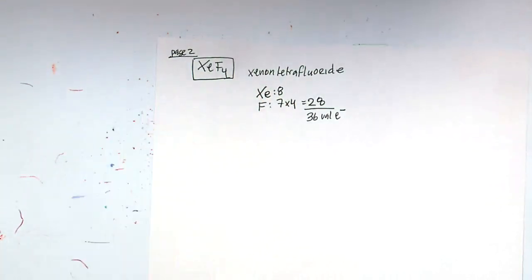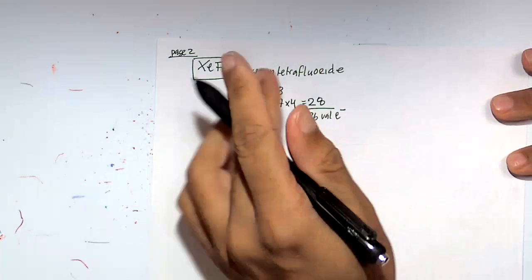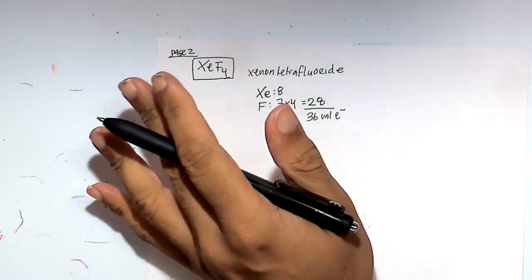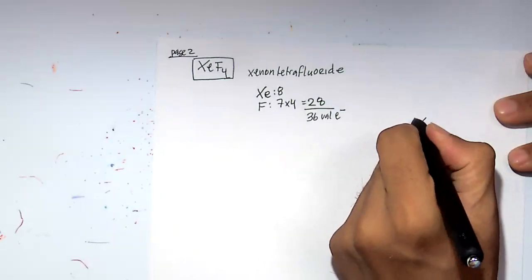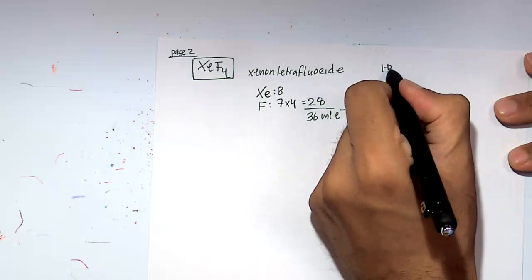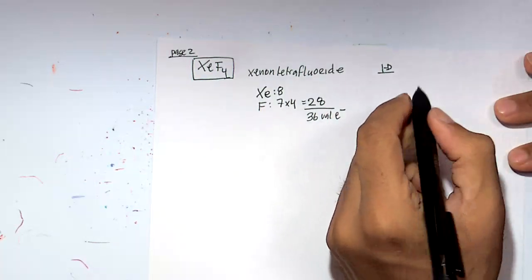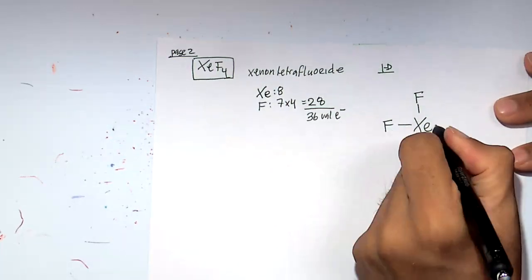XeF4 xenon tetrafluoride molecule. Let's make xenon our central atom because we have no idea which of the 4 fluorines is going to be central. So let's make xenon our central atom. Let's attach our fluorines in there.